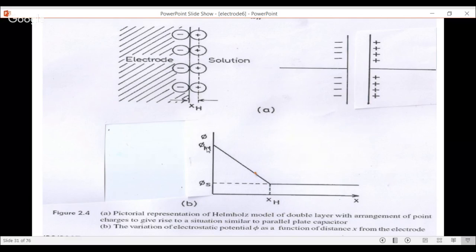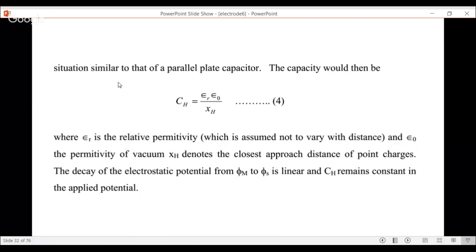So now if I were to look at the potential, this is a parallel plate capacitor. I hope you are able to see the 2 plates, this is one plate, this is another plate, where the negative ions are accumulating and positive ions are accumulating. The variation of the electrostatic potential as a function of the distance from the electrode, for example, chi m is the maximum potential, but the potential in the bulk of the electrolyte is psi s. So therefore, the potential drop takes place. So now the situation is similar to that of a parallel plate capacitor.